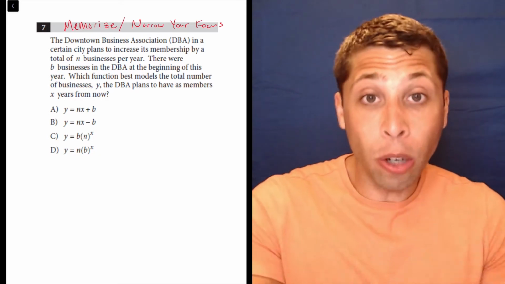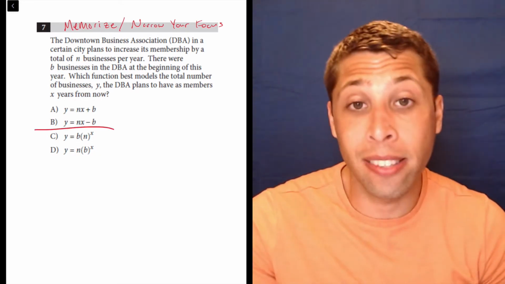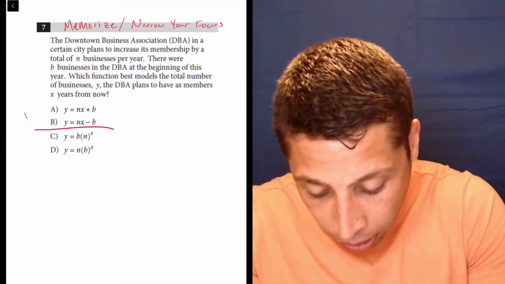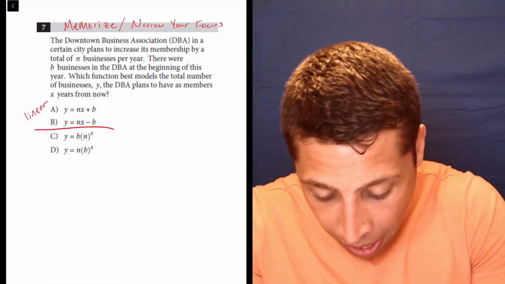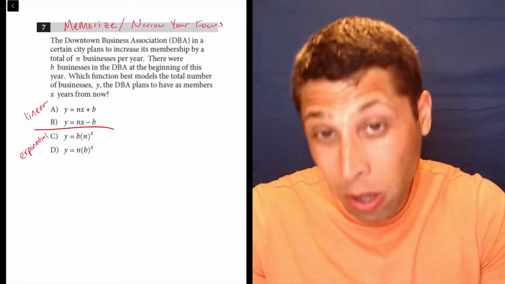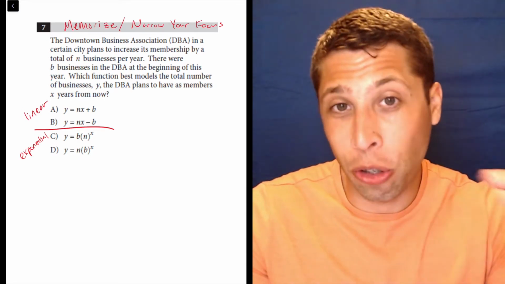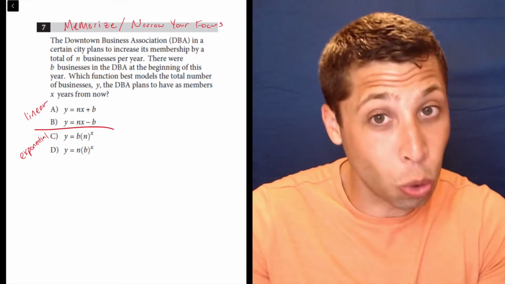So if we look, we have a very clear choice to make right off the bat, right? There's two kinds of answer choices. There are linear equations and there are exponential equations. And so this is where the memorization piece comes in. We need to understand what those kinds of situations are going to sound like in a story.